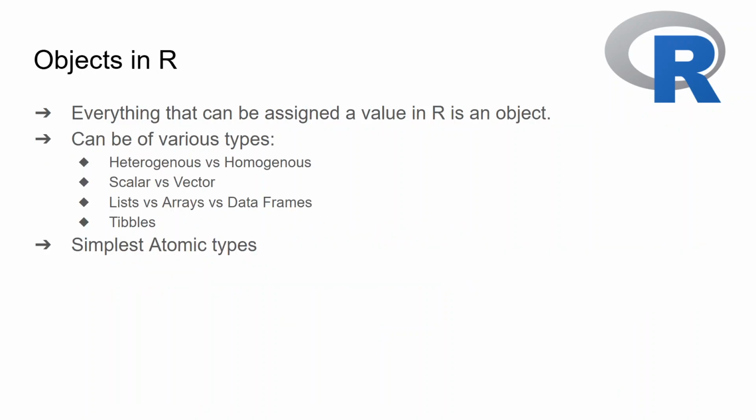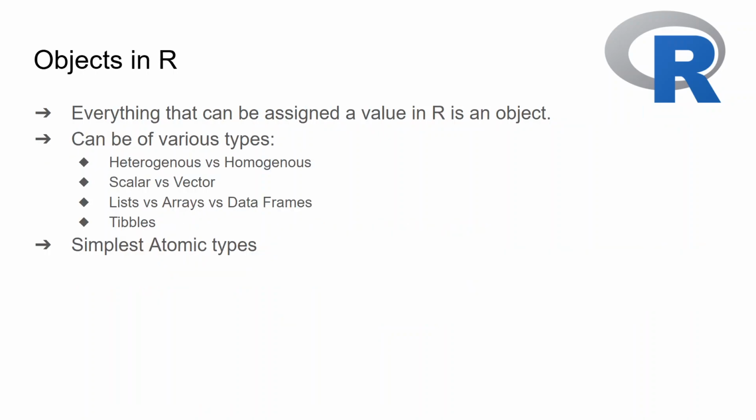Objects in R. Everything that can be assigned a value in R is an object. It can be of various types. You don't really need to learn anything right now; we will be going through this in much more depth. However, having said that, there are various types, for example, heterogeneous versus homogeneous, scalar versus vector, lists, arrays, data frames, and tables. Objects can also be thought of as the simplest atomic types in R.